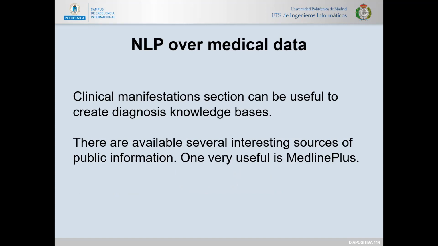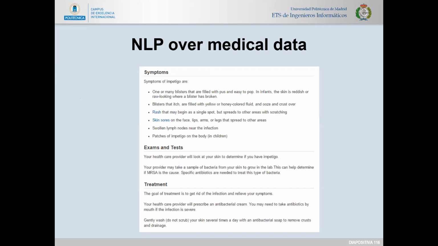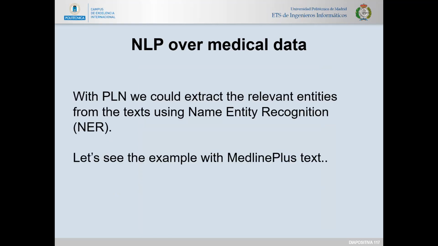So there are several interesting sources of public information available. One of them is Medline Plus. This can be something like WebMD that you mentioned before, or the one from WHO, the World Health Organization. Here, for example, we have the definition of a disease, impetigo. For impetigo, we have some causes, symptoms, exams and tests, and treatments.